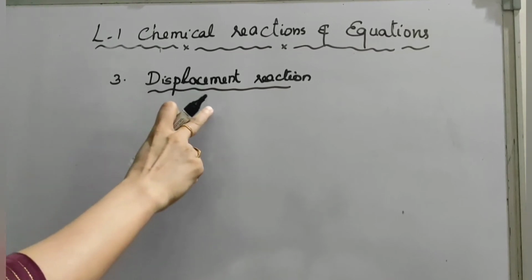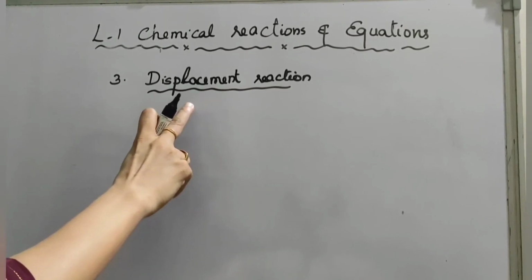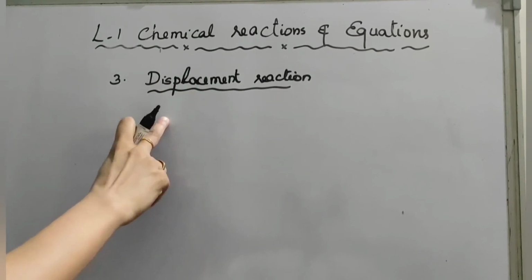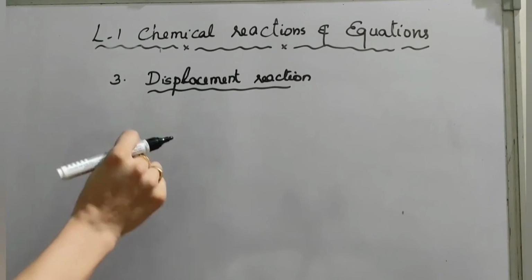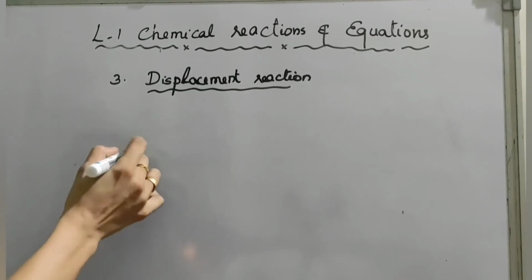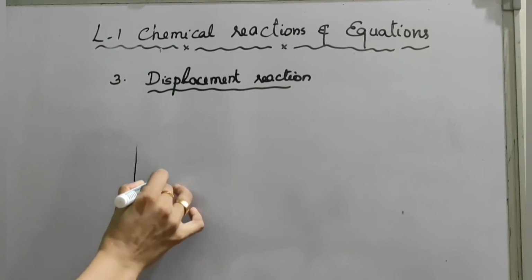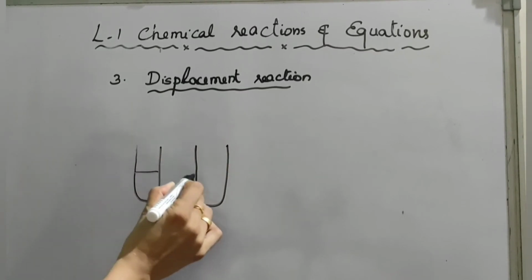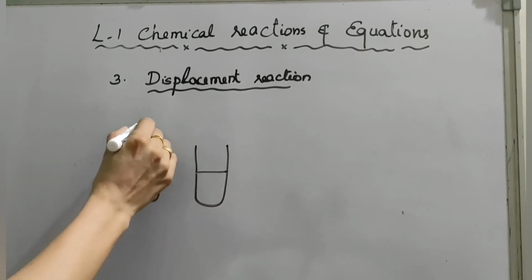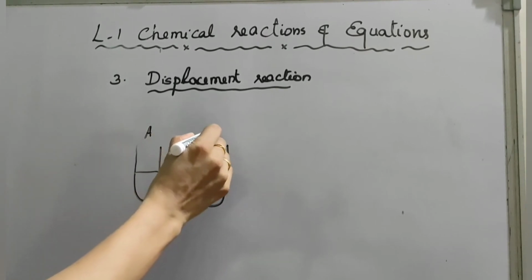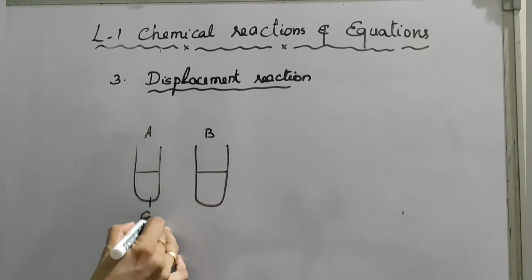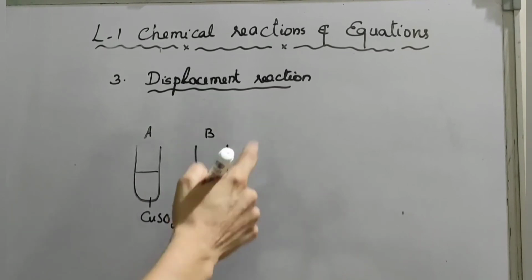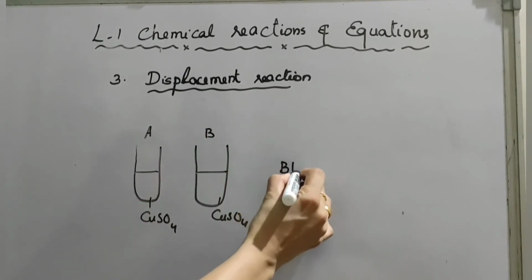Third reaction, displacement reaction. Here also let's perform the activity first. Later we will study the definition of displacement reaction. Take an iron nail and clean it with sandpaper. And we need 2 test tubes, and fill copper sulfate solution in both test tubes and mark them as A and B. This is a copper sulfate solution. What is the color of copper sulfate solution? Bluish color. Another name of copper sulfate is blue vitriol.